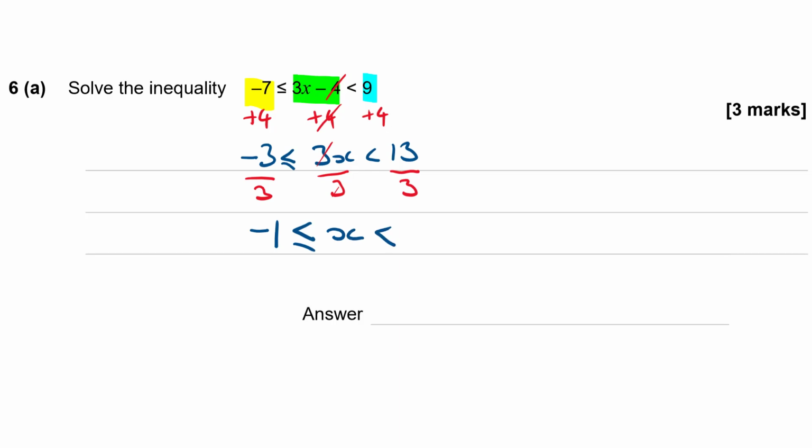And finally, 13 divided by 3. Well, I could say 3 goes into 13 4 times, remainder 1, and write that as 4 and a third. But it's also acceptable to leave it as a top-heavy fraction, so I'm not going to bother. Oops, not a 4 though, it's a 3, isn't it? That would have lost me a mark. Good spot. So 13 over 3. That's my final answer: minus 1 is less than or equal to x, which is less than 13 over 3.